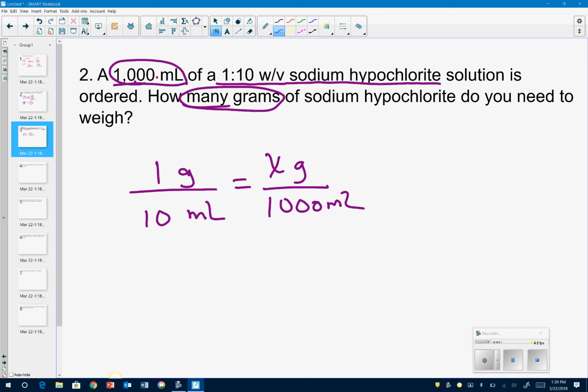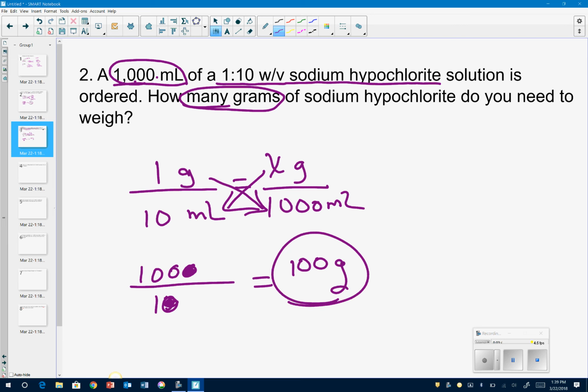Okay, so our units are the same on top and the bottom. So you cross multiply. X always goes on the bottom, so 10 times X will be 10. 1 times 1,000 goes on top. Okay, you have 1 zero here, 1 zero here. 100 divided by 1 is 100. So your answer would be 100 grams.